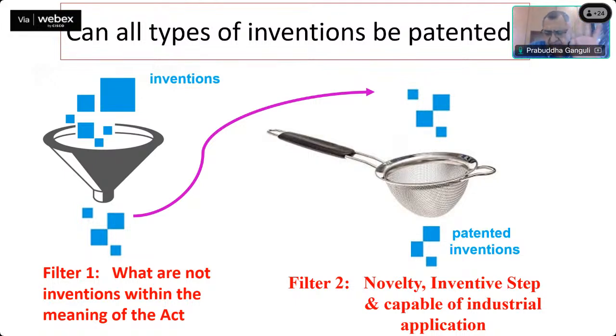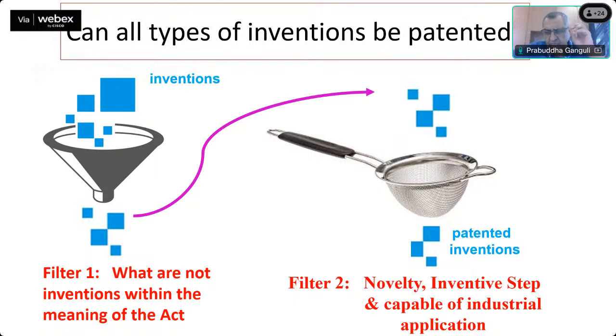So the 3 criteria: novelty, inventive step, and capable of industrial application. All the 3 must get satisfied. And if any one of the benchmarks doesn't get satisfied, then that invention does not get a patent. So this is the aspect of filter number 2.